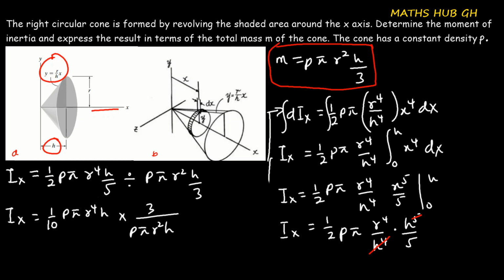So you can do some cancellation here. This rho and pi cancel out this rho and pi, and then you have r squared here. So that means you're going to have r squared here also. And then the h's cancel out. So let's write down what you have now. You're going to have this equal to 3 over 10, and then we have r squared left.